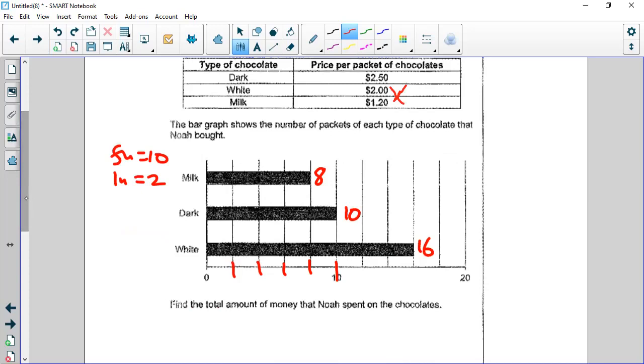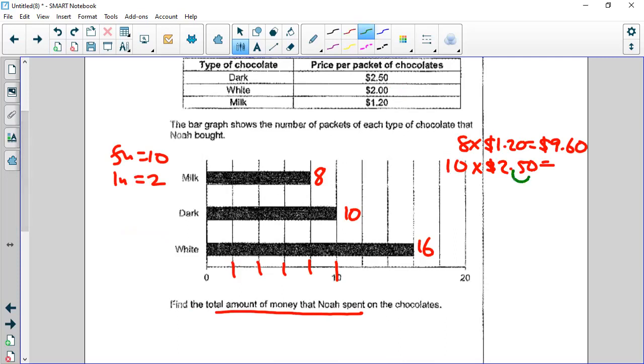Okay, and then what do we do? Find the total money that Noah spent on the chocolates. All right, so you take 8 times what? There are 8 milk chocolates. So let me write over here. 8 times $1.20. That will be $9.60. And then there are 10 dark chocolates. 10 times $2.50. And shift the decimal point to the right. And you get 25.0 or $25. Okay, shortcut without working. And then 16 white will be 16 times $2, which is $32.